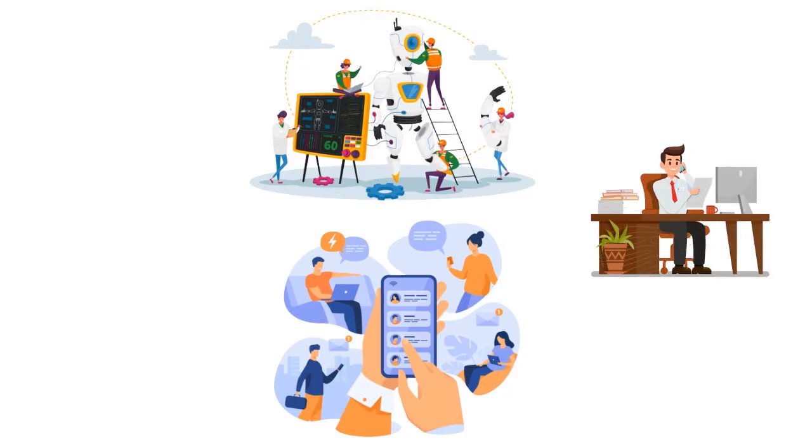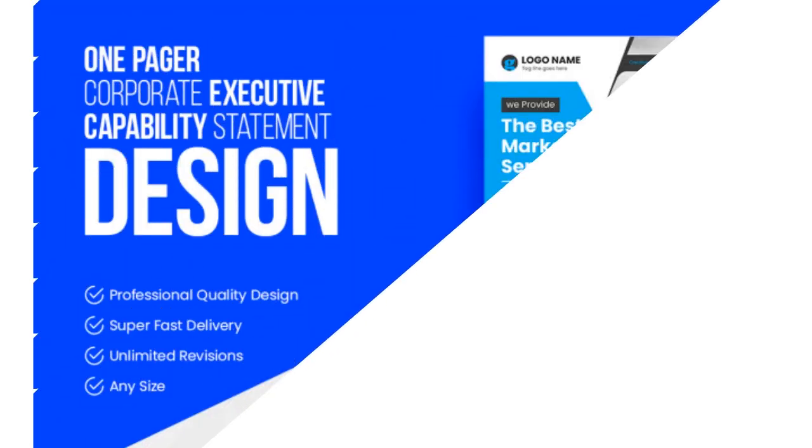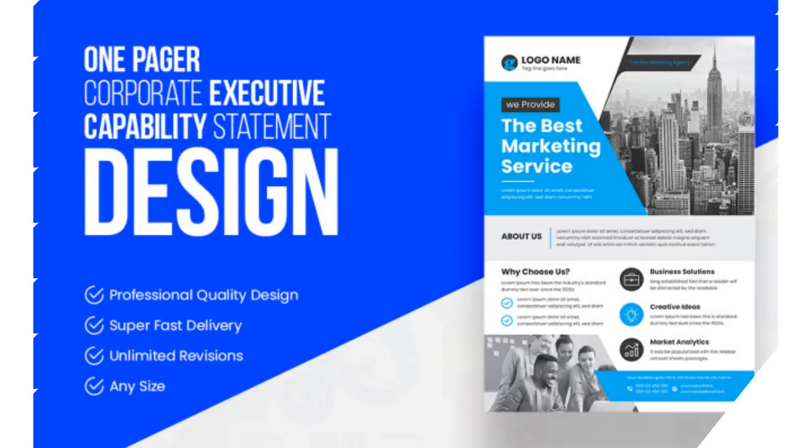Also, think about your differentiators. So this is one of the most important sections of your government capability statement. Okay, your differentiators. How does your business stand apart from the rest? What makes you different? Why should the government choose you?